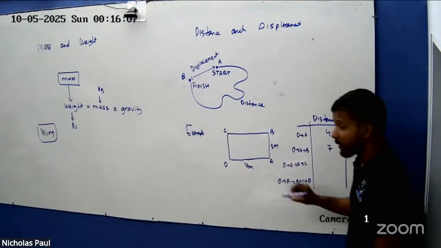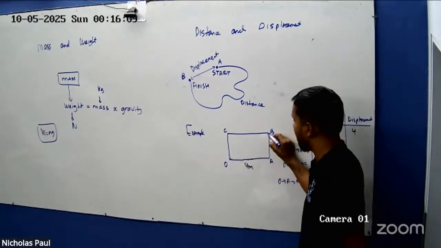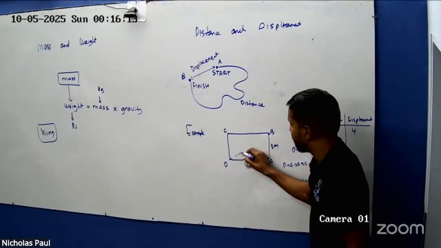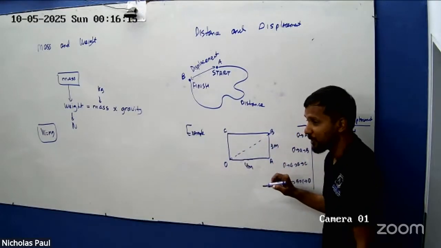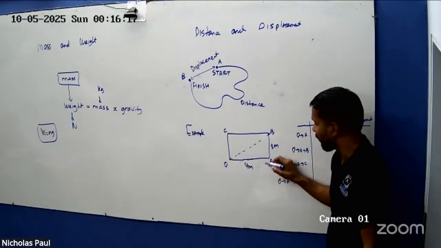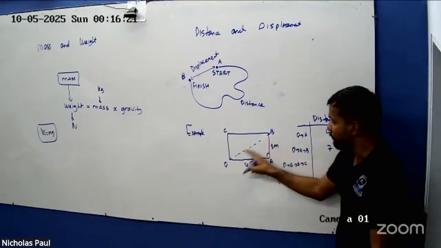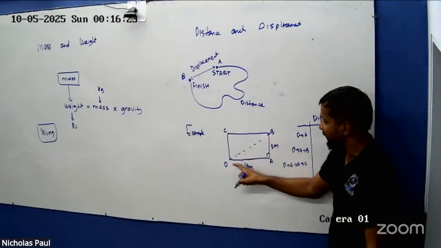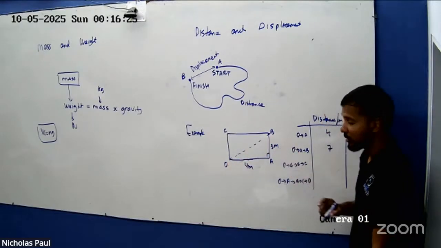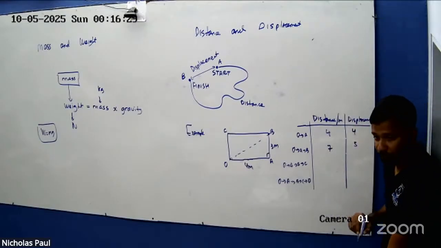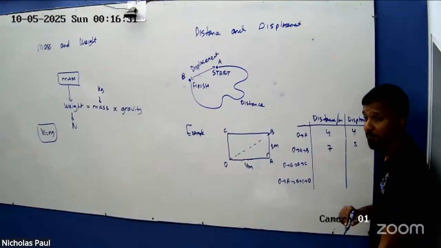But you start here and you finish here. So you have to use Pythagoras theorem. Here is 90 degrees. That's okay? So you have to use Pythagoras theorem here, because I want start to finish. When you use Pythagoras theorem, you get 5. That's okay?